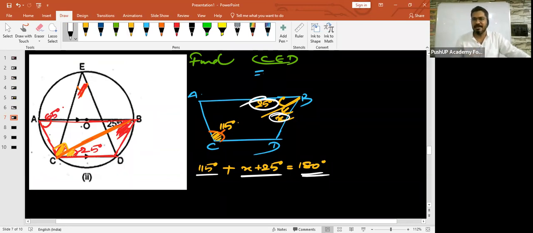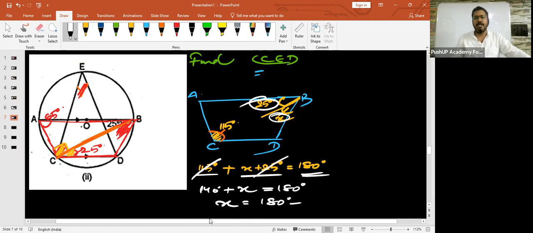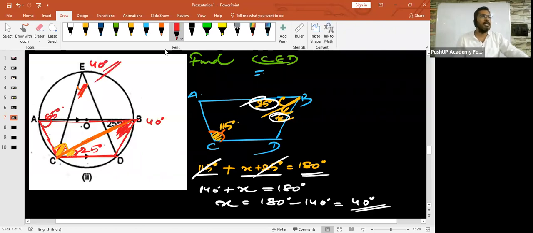Maria, now is it clear? What is 115 plus 25? It is 140. So 140 plus X is equal to 180 degree. Therefore, X is equal to 180 minus 140, and that is equal to 40 degrees. So if angle CBD is equal to 40 degrees, then angle CED should also be equal to 40 degrees.